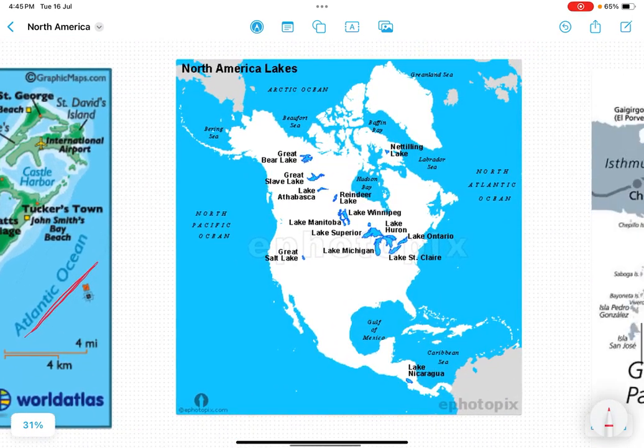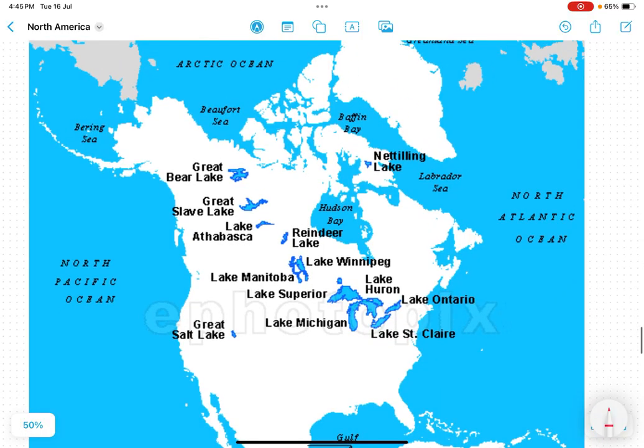Then we have the North American lakes, important lakes in North America, right? At the top we have the Great Bear Lake in Canada. Then we have the Great Slave Lake and Lake Athabasca right here. Then we have Reindeer Lake right here. Then we have Lake Manitoba, Lake Winnipeg, and we have Nettilling Lake in the Baffin Islands, right?